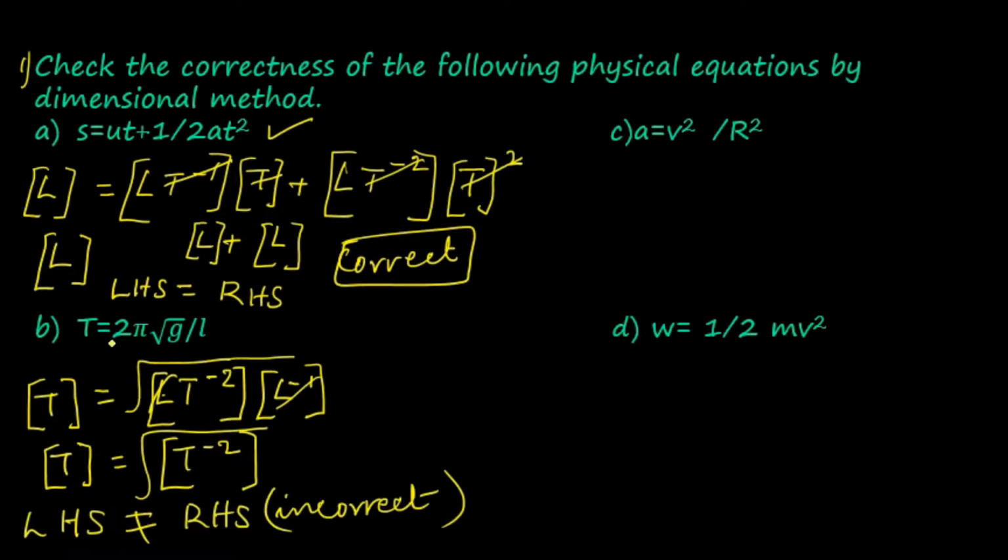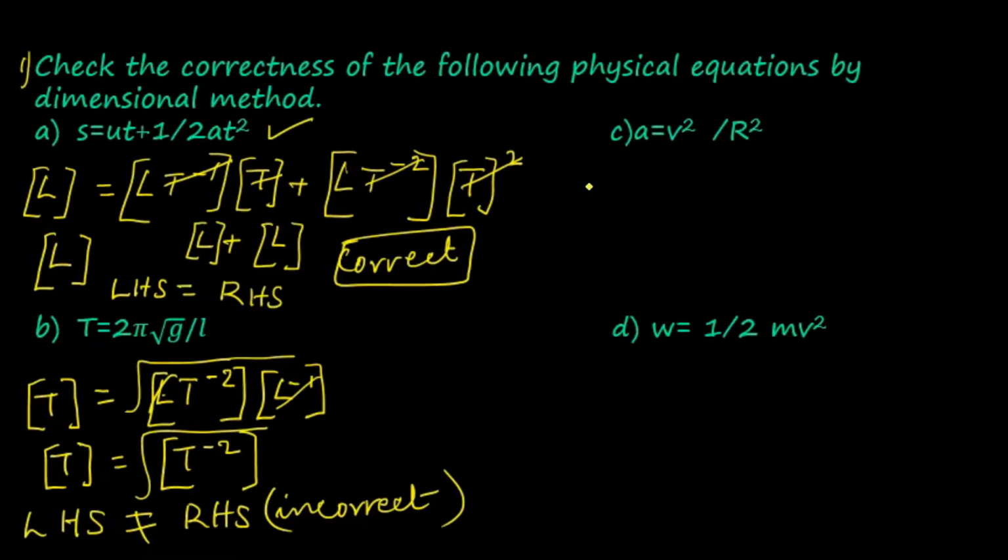What is the correct equation for time period of a pendulum? T = 2π√(L/g). Of course, we are not asked to write the correct equation. We are only asked to find out the correctness of the equation. And it is incorrect.